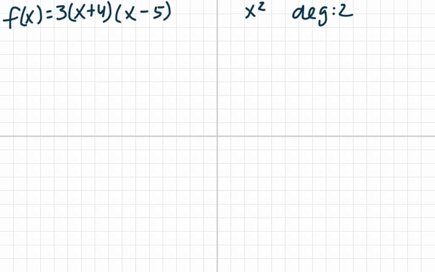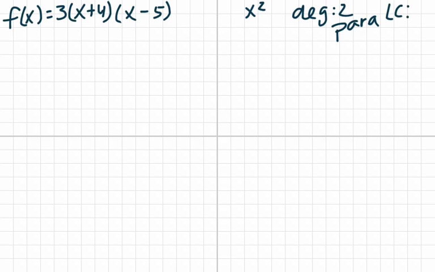Now, a quick way to do that is simply to count up how many x's you have in the factors. But what you're really doing is multiplying it all the way through, and that gives degree 2, and that tells you that this is going to be like a parabola, at least its end behavior is.